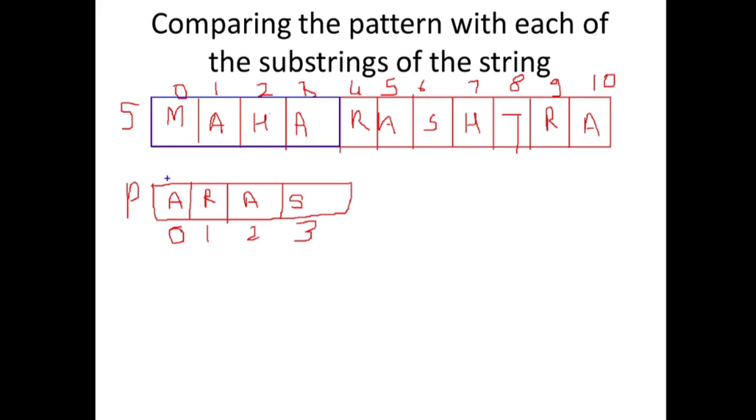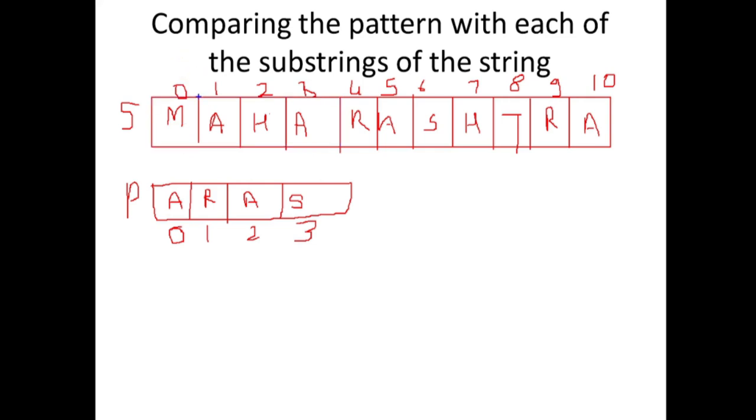Now this is our pattern. We will check the first character of the substring and the pattern. The first character of the substring is M and the first character of the pattern is A, so we compare these two. They are not matching, so we will go for the next substring. Obviously we do not need to check the remaining characters, because for matching all the characters should match, and if even the first character is not matching, we need to go for the next substring.